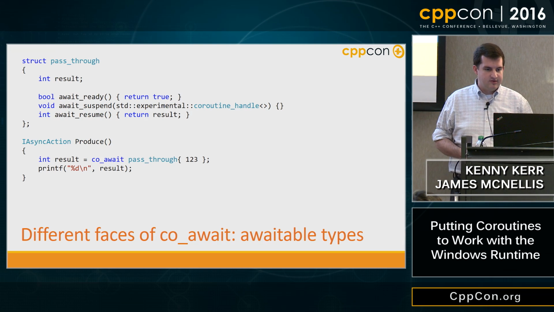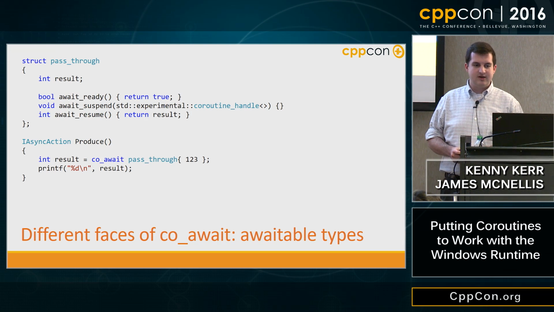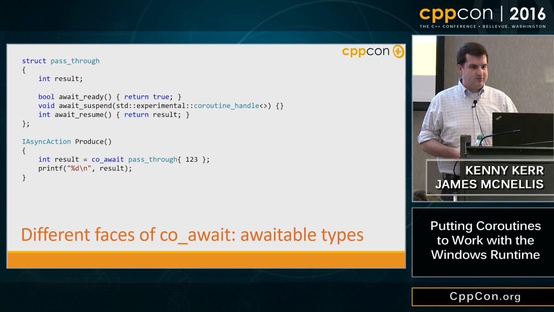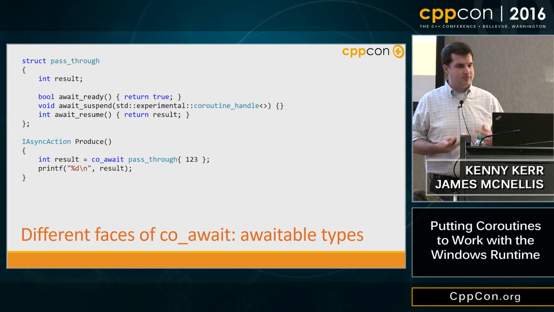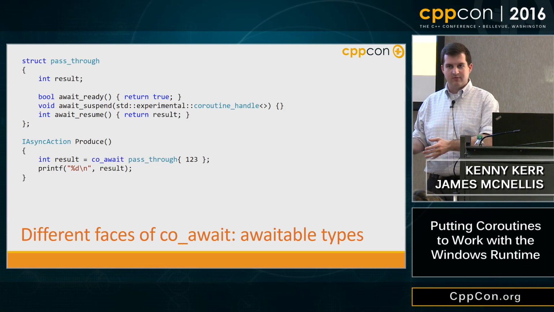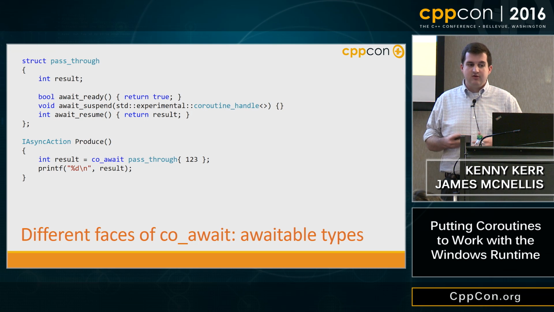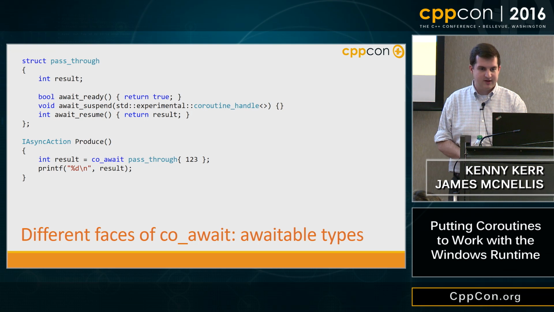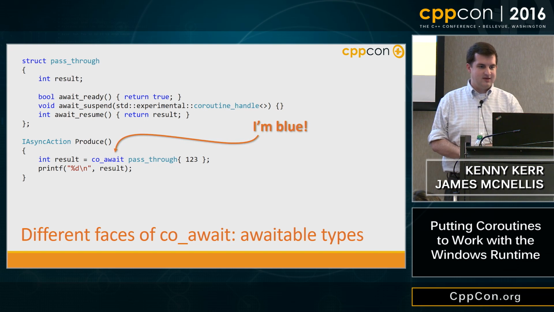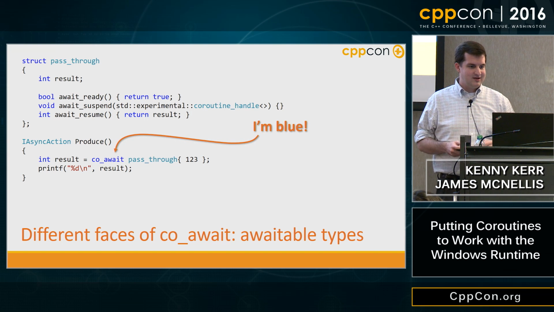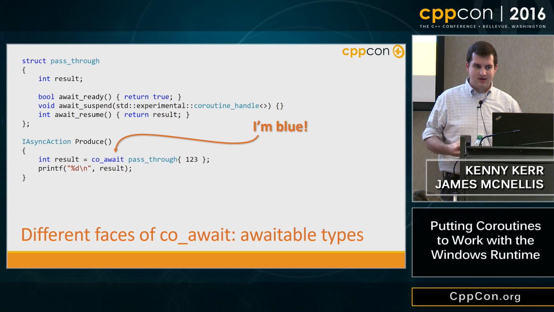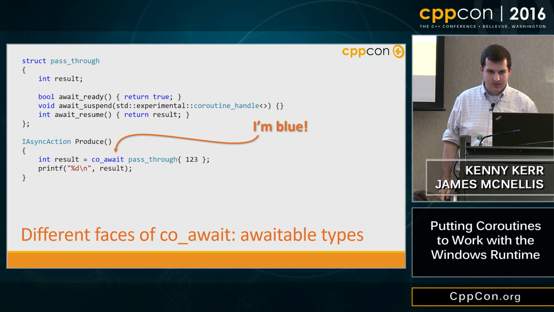So there are 3 different kinds of things that we can pass to co_await. The first one is the obvious one. If you have a class that implements await_ready, await_suspend, and await_resume appropriately, then you can just co_await that, and those functions will be called as you would expect. And in the Visual Studio IDE, the co_await operator will show up as blue, or whatever your normal keyword color would be.